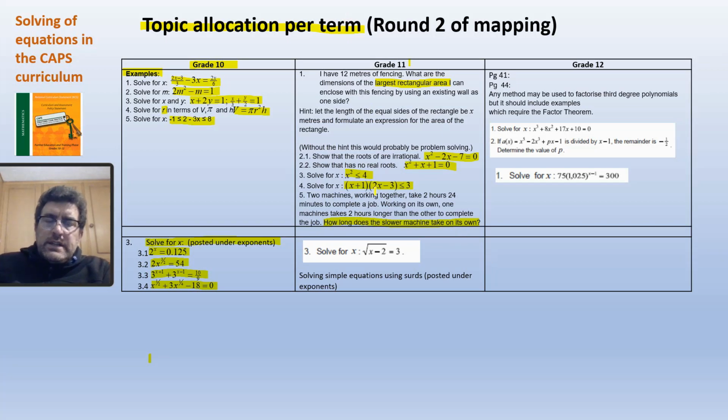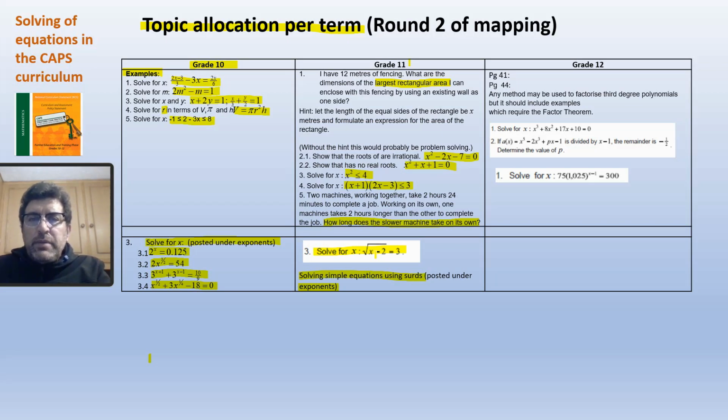Look at this now, interesting. Under exponents they include this type of equation. They say solving simple equations using surds, posted under exponents. Now folks, the only thing exponential here is that power is a half. That's all. This usually turns into a quadratic equation once you try and get rid of that power. Very interesting. Okay, so don't forget, you have to read on, you read beyond the surface.